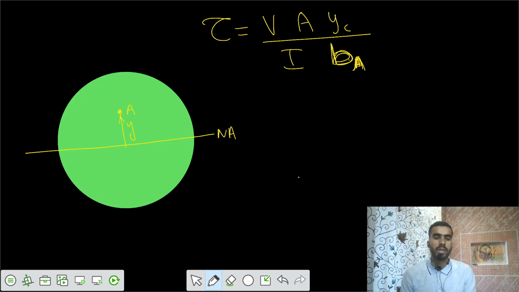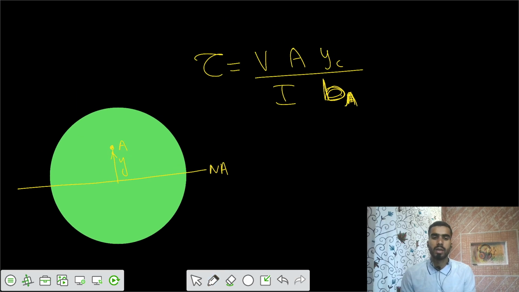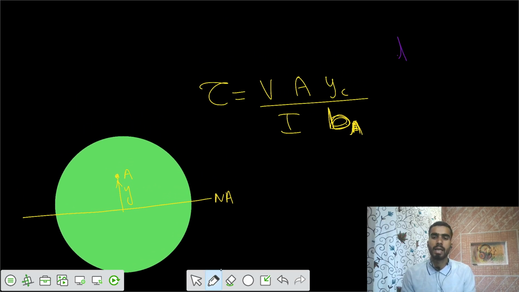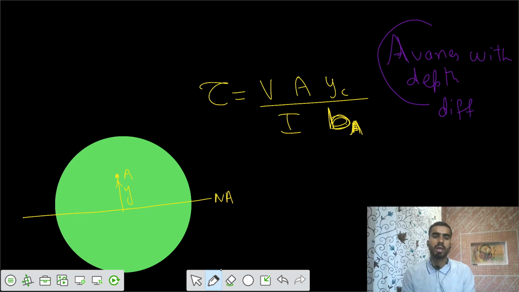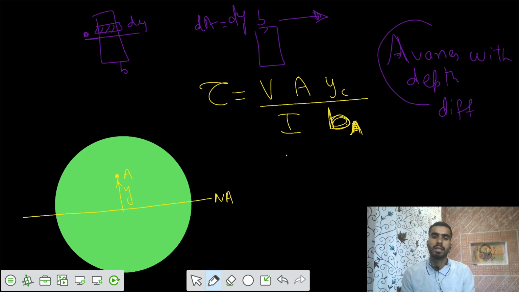Because your area varies with depth, you can take a differential element. In the previous rectangle, we took an element of dy. Then we said that dA, the small area, equals small dy into some width of b. Then I said that we won't integrate it because the derivation was based on the rectangle itself. So we said that there is some value of VAy by Ib.